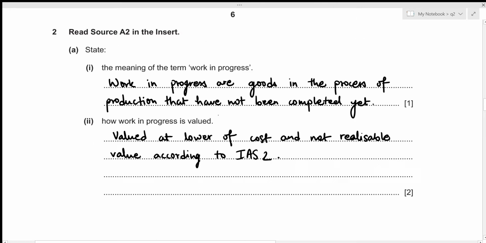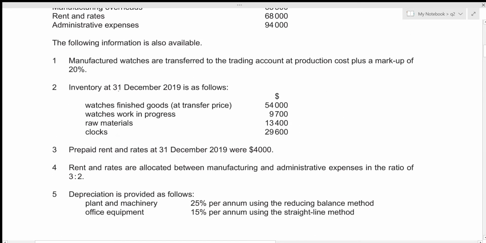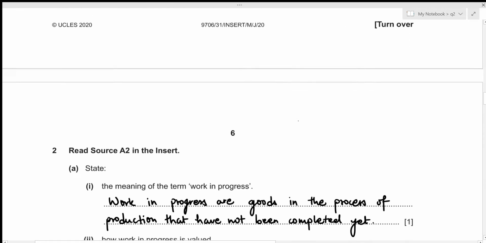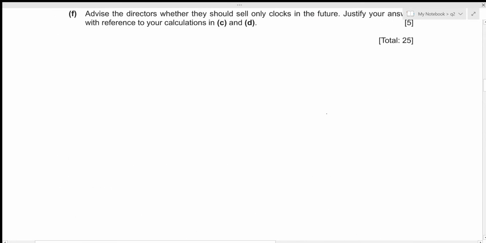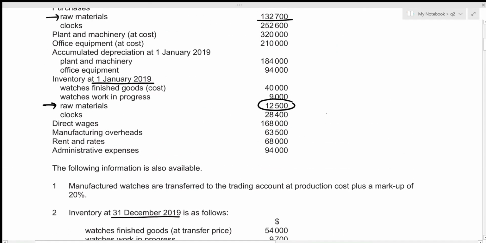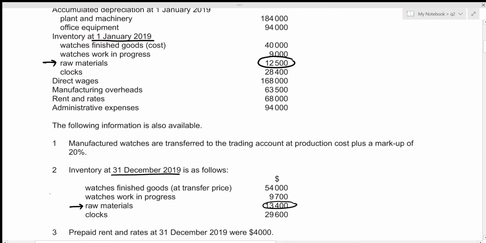Let's have a look above. We are given inventory at 31st December 2019, which is actually the closing inventory, and we're talking about raw materials. So the closing inventory of raw materials amounted to 13,400. Let's include this in our manufacturing account. So that's 13,400, and we need to subtract our closing inventory. So that's a bracket. Let's have a look if there are any other expenses relating to our raw materials. Okay, I think we've included everything.